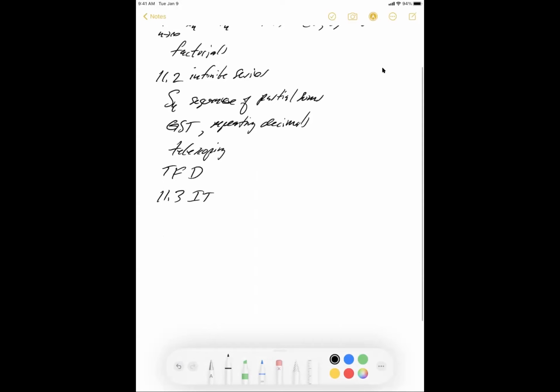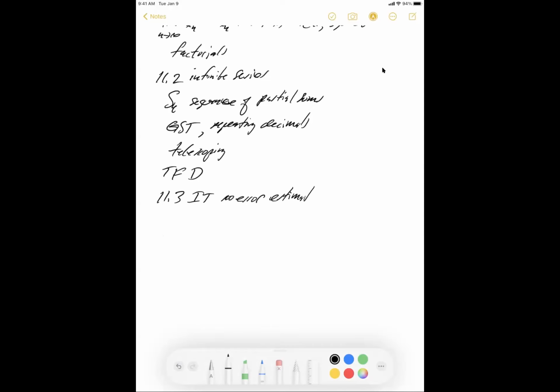11.3 is the integral test. And there will be no error estimation, right? P series shows up here. 11.4, that's the comparison test and the limit comparison test. 11.5 is alternating series test. Once again, no error estimation here.